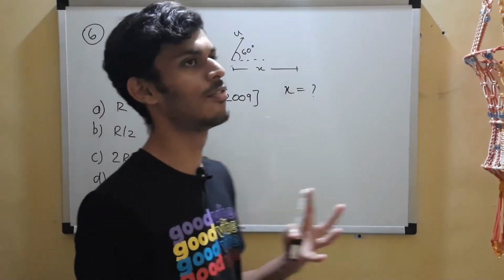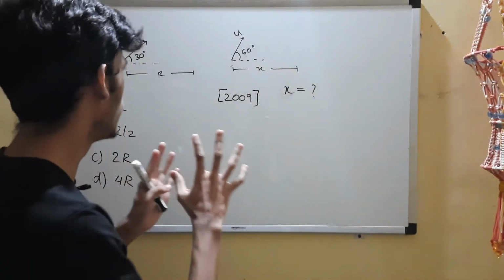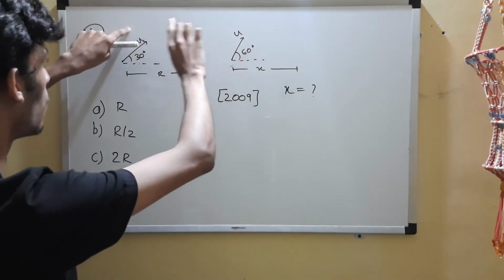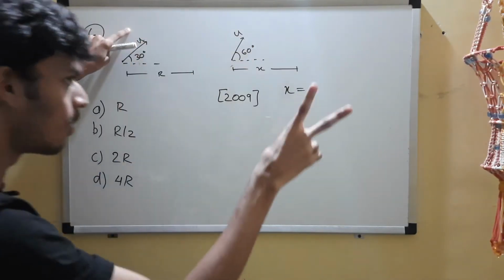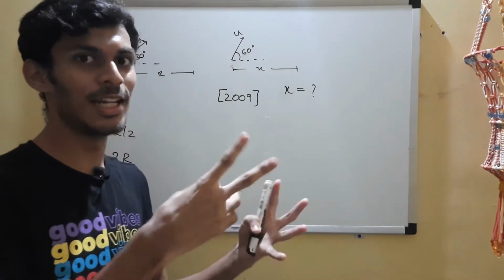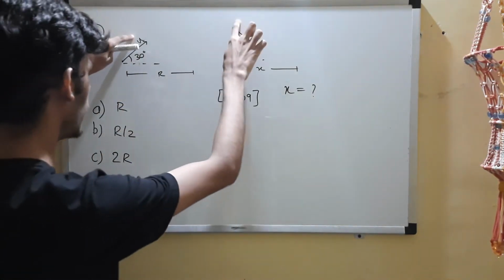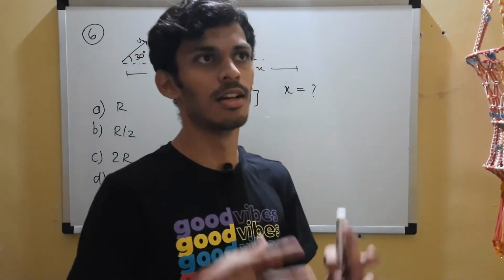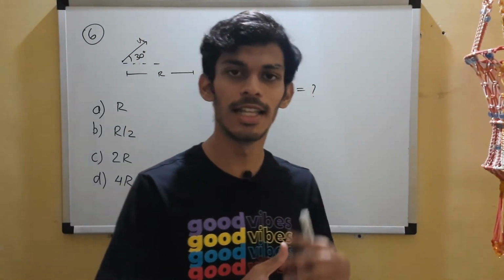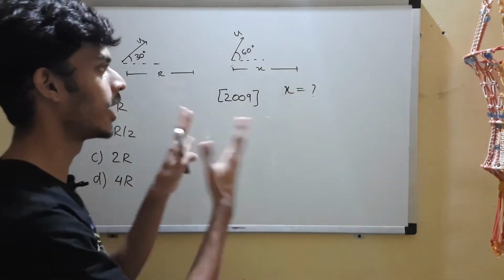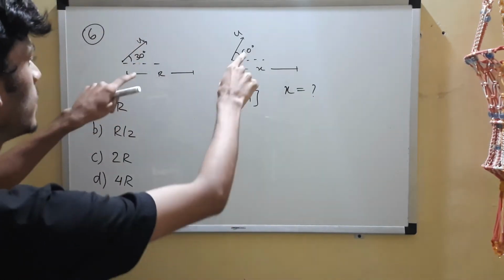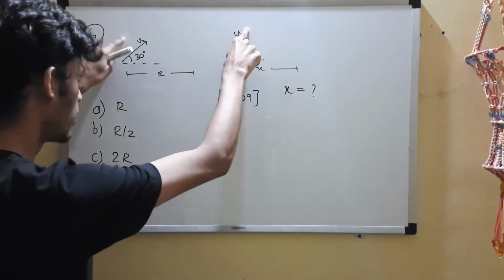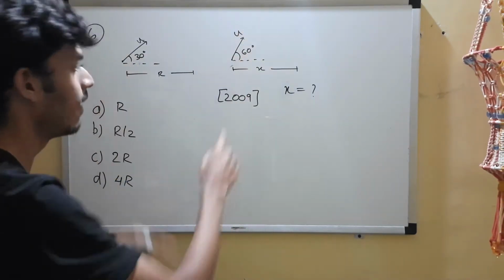And if you know this fact that for a given velocity, two complementary angles have the same ranges, okay? For a given velocity, two complementary angles. What do I mean by complementary angles? Complementary angles are angles that add up to 90, okay? Two angles that add to 90. So here you can see that 60 plus 30 is 90, okay? So for a given velocity, two complementary angles will have the same range.